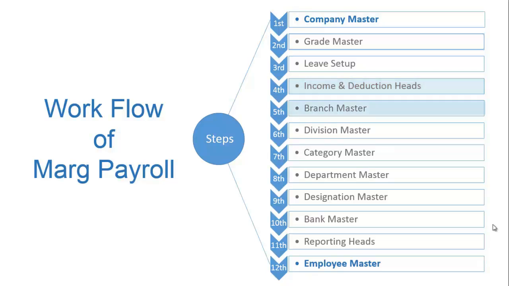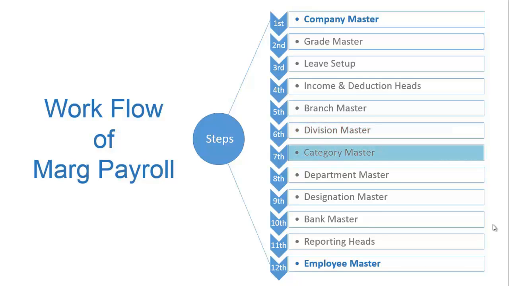Branch master. In this option, you need to make the branches of your organization. For example, your organization has branches in Mumbai, Calcutta, Delhi, etc. So through this option, you can make the branches of your organization in Marg Payroll software. Division master. This option is basically for setting up the divisions. For example, in the Delhi branch, we may have one division in Pratap Nagar, one in Rohini and another in Karol Bagh. So we will be able to make divisions through this software.